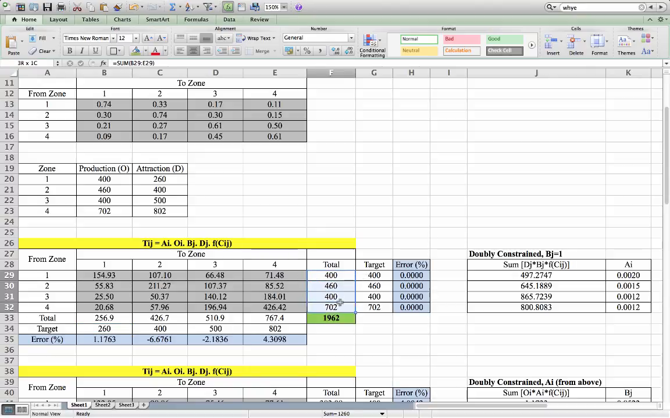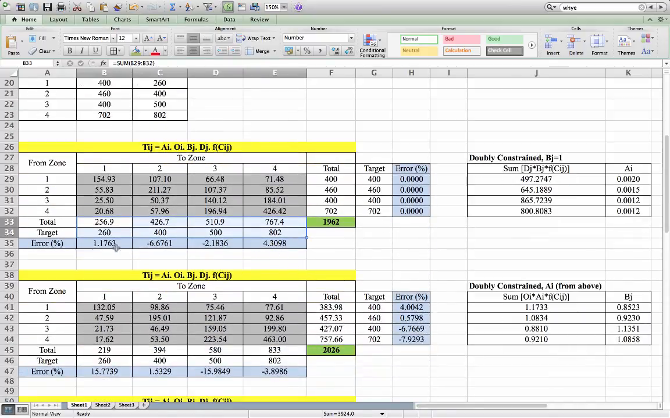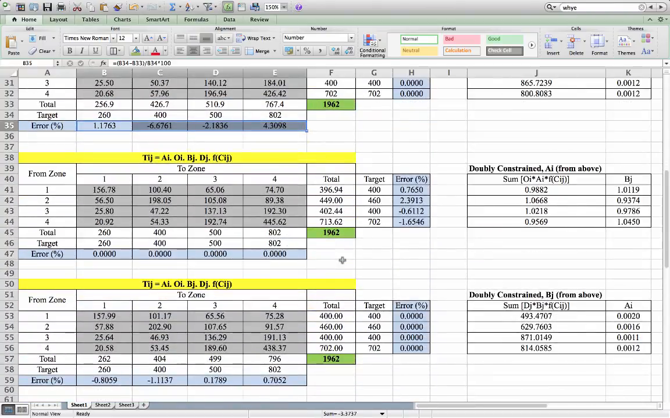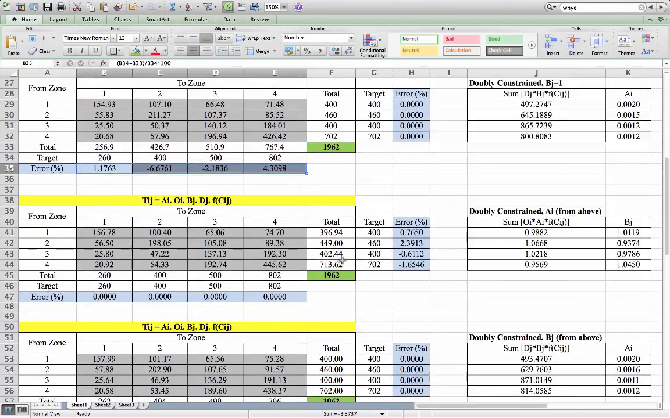That's why the total productions are equal to the target productions with no error, while the attractions are a little bit off. So in the next iteration, we try to reduce the error here. So in the second iteration, we need to again fill this table. How to do it? We use the Tij formula. To do so, we need to calculate Ai and Bj, very similar to the previous iteration.